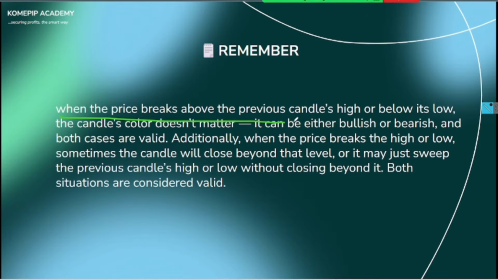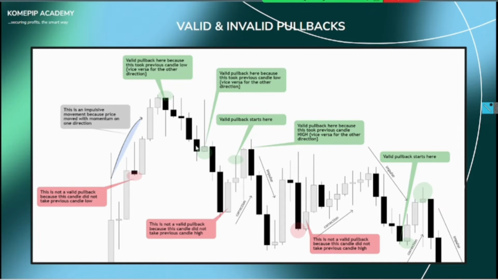So when the price breaks above the previous candle's high or below its low, the candle's color does not matter. I've said that already. It can be either bullish or bearish, and both cases are valid. Additionally, when the price breaks the high or low, sometimes the candle will close beyond that level, or it may just sweep the previous candle's high or low without closing beyond it. Both situations are very valid. Now, I believe it's actually understandable. It's the same thing I'm just saying now, right?